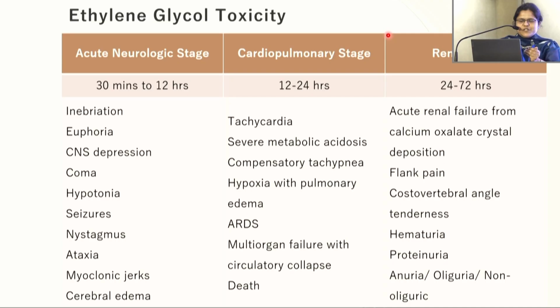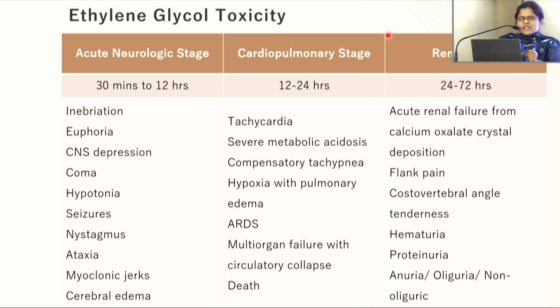The symptoms vary from inebriation, euphoria, CNS depression, coma, hypotonia, seizures, nystagmus, ataxia, myoclonic jerks, or cerebral edema. The next stage is the cardiopulmonary stage, which is the most deadly stage, from 12 to 24 hours, in which the patient can have tachycardia, severe metabolic acidosis, compensatory tachypnea, hypoxia with pulmonary edema, ARDS, multi-organ failure with circulatory collapse. In this phase, the patient might succumb to death as well.